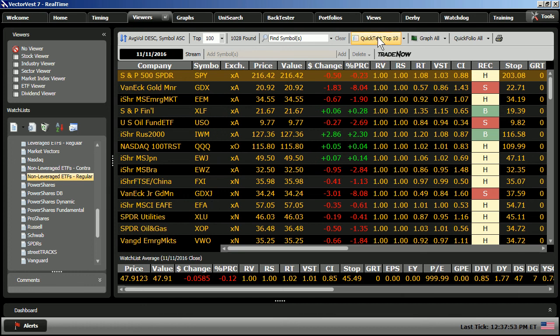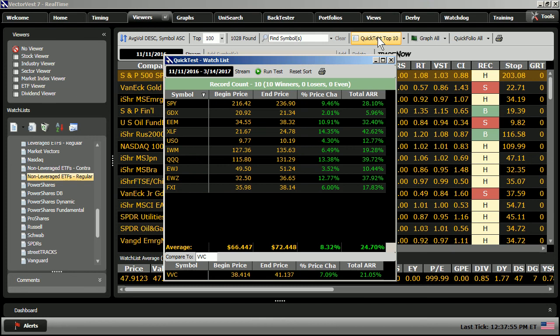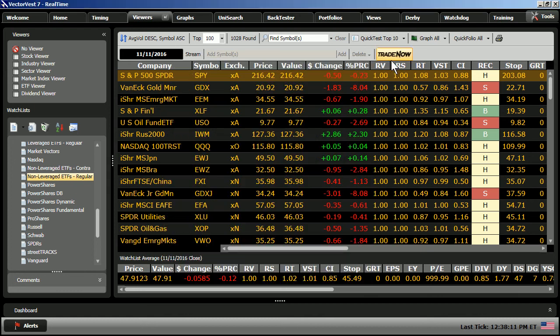Let's do a quick test of the top 10. Wow. 10 winners, no losers, 8.32%. So we kept up with the market, outpaced the market a little bit, but look at this, folks. No losers. This is nice. So non-leverage seems to be a good way to go on top of looking at triple leverage. Now, those non-leverage are something you can hold for a longer amount of time as opposed to the triple leverage.